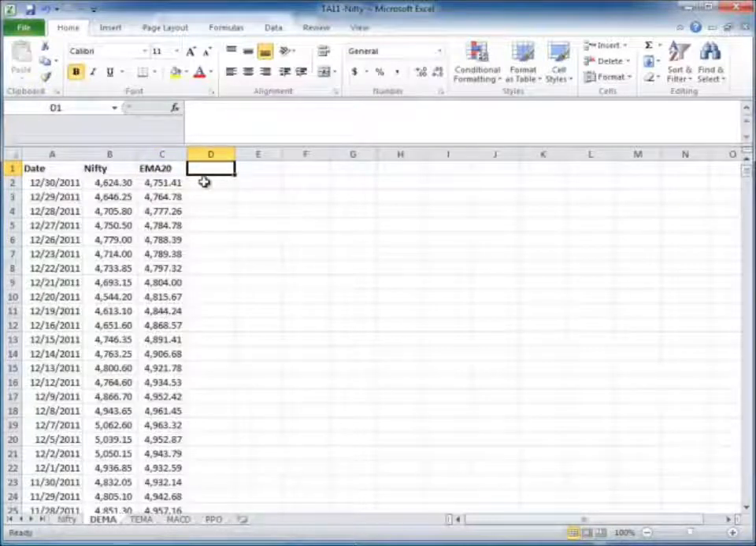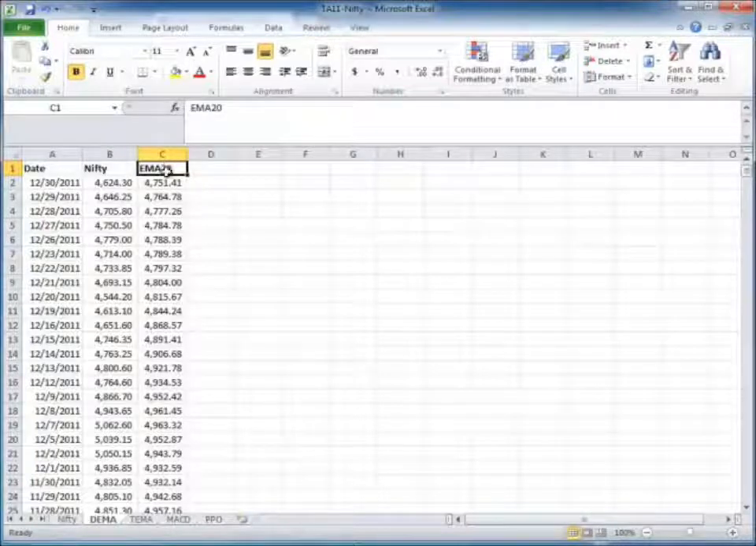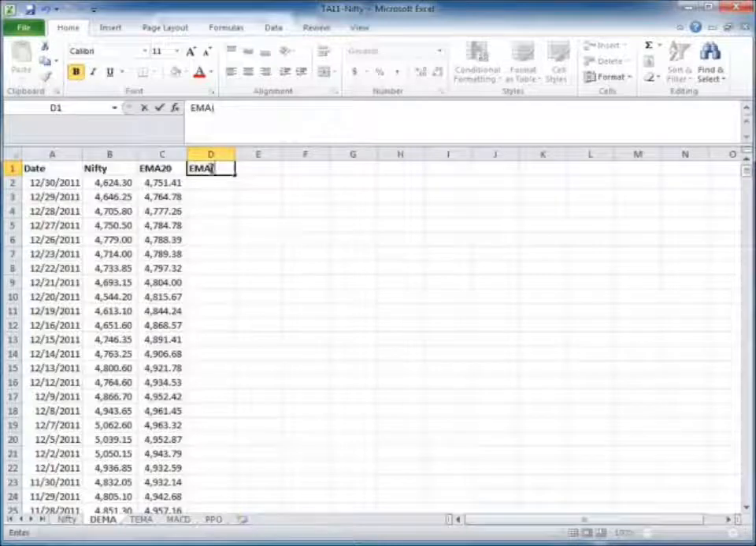In order for us to calculate the double exponential moving average, we need to first calculate the EMA of the EMA. Right? So we need to find the EMA of this column here. So I'm going to label this EMA of EMA, and this will be EMA 20 of EMA 20. Okay?